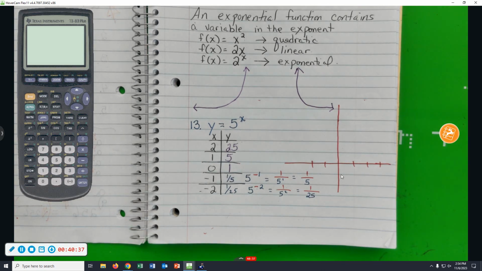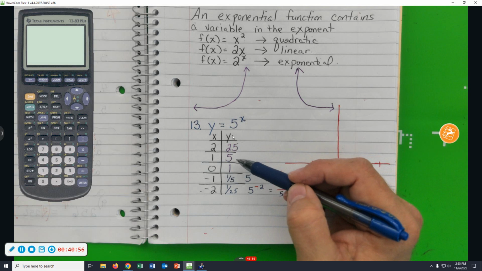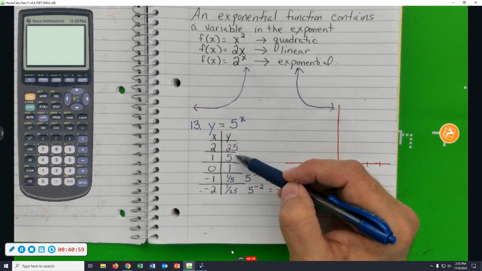Okay. Are you going to have any graph below the x-axis? No, because the y values all have to be positive. A positive number to any power, it doesn't matter whether the exponent is positive or negative or a fraction. If you have a base that's positive to any power, the result will always be positive.